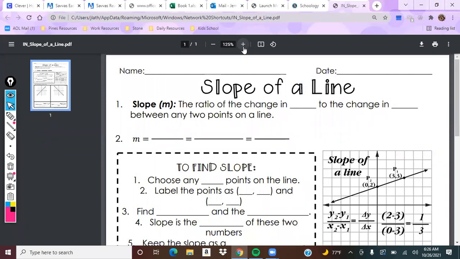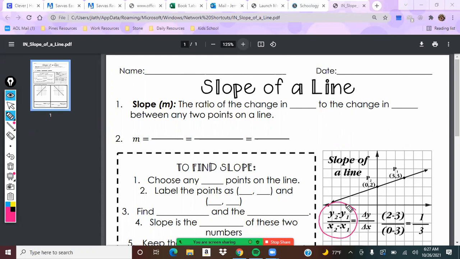A couple of important things just to keep your eye on is this formula right here, because that's going to be the gold mine to get you to find the slope. And the other thing to remember is that we are relating it back to proportion. So, keep that in mind as we go through our lesson.